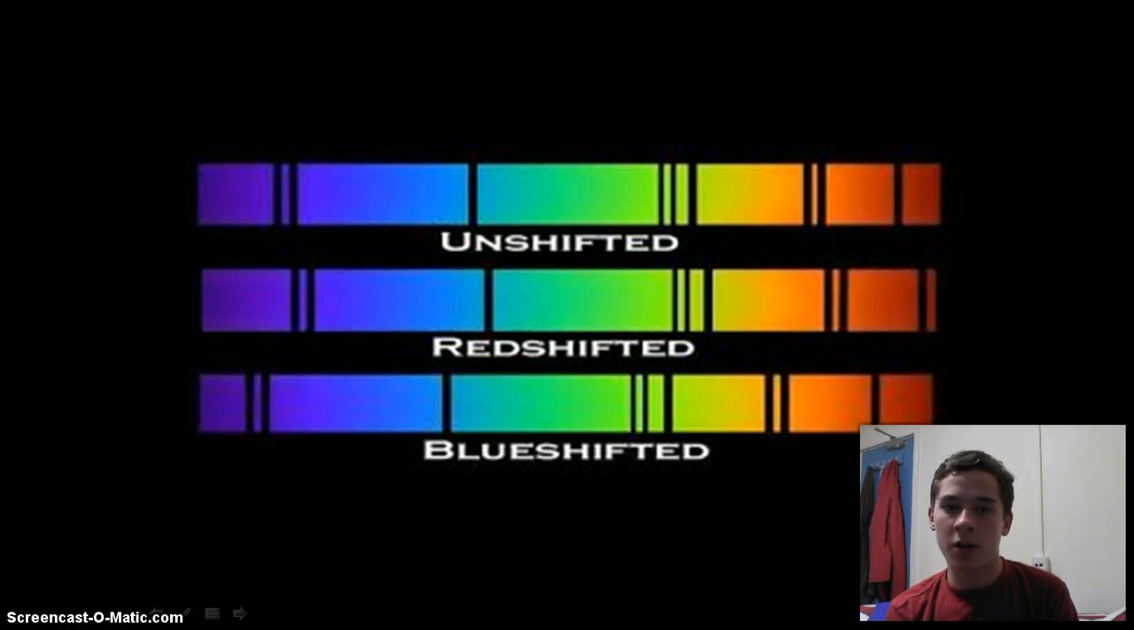Here's a quick diagram to show you, with the top being unshifted light, then red shifted and blue shifted light shown, and this is for the same original light being emitted. If a red shift occurs, it shows that the light has been stretched out and therefore the object is moving away from us, and blue shift would be of an object moving towards us.